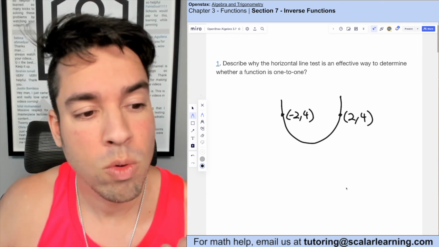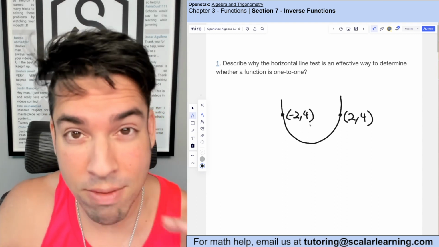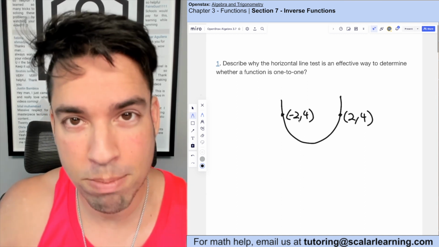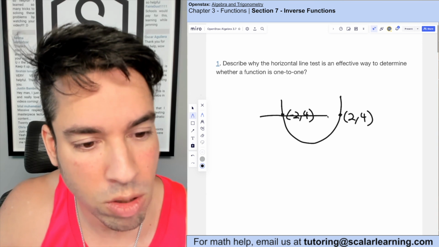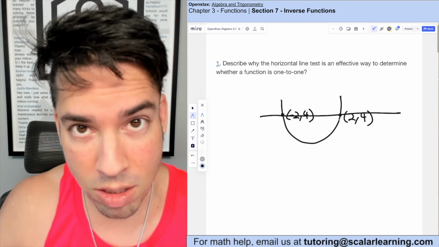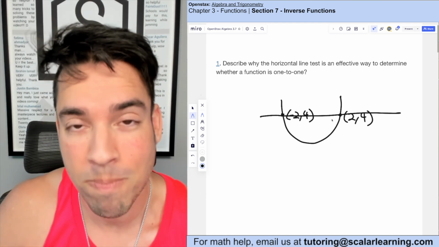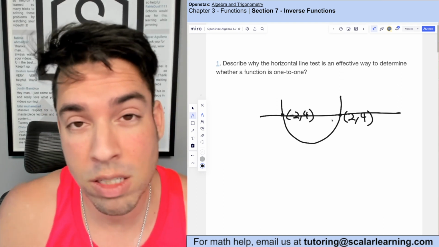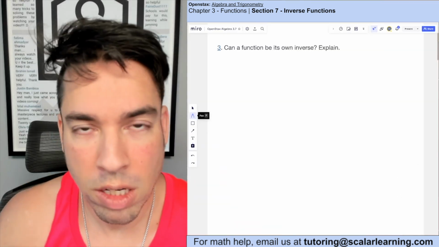repeated. By calling it a function, we already know it passes the vertical line test. We're not going to have any inputs repeated. But again, we need that one-to-one relationship with inputs and outputs. Everything must be unique, but here the horizontal line test would show us that since we have 2 or more hits, we're going to have an output repeating, which means it is not one-to-one. So this is why the horizontal line test is great to disprove that something is a one-to-one function.